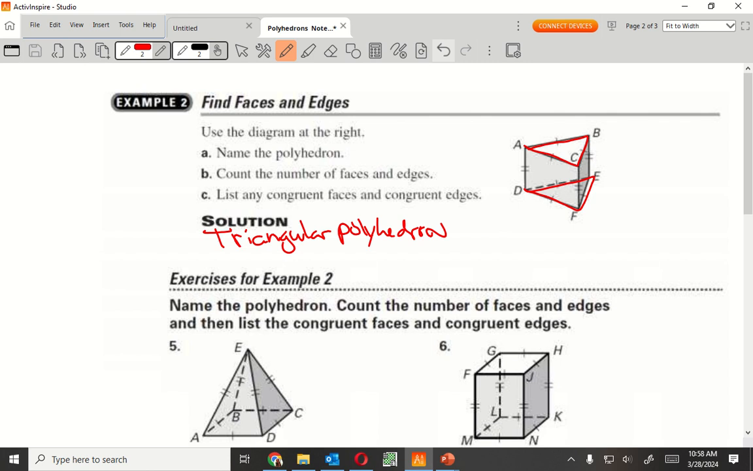All right, let's count the number of faces. Count the number of faces. 4. 3. 1, 2, 3, right? Yeah. And top and bottom? 4, 5. Very good. So it has 5 faces.